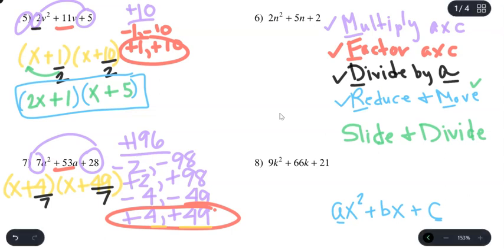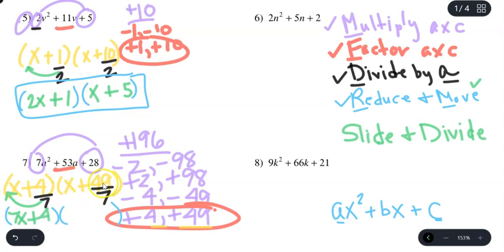The next thing I'm going to do is I'm going to reduce and then move if necessary. So, is 4 over 7 reduced already? Yes, it is. It's not a whole number, so I don't want a fraction. That 7 slides in front. That becomes 7x plus 4.